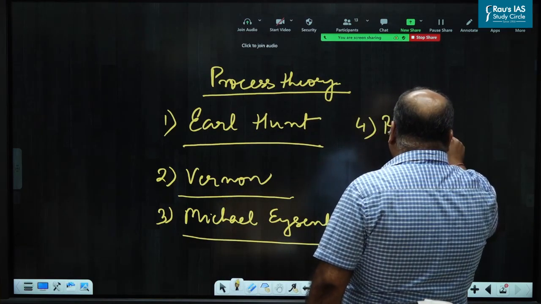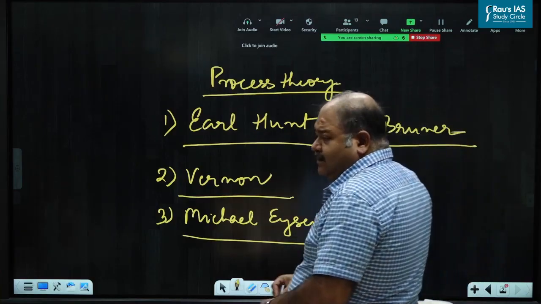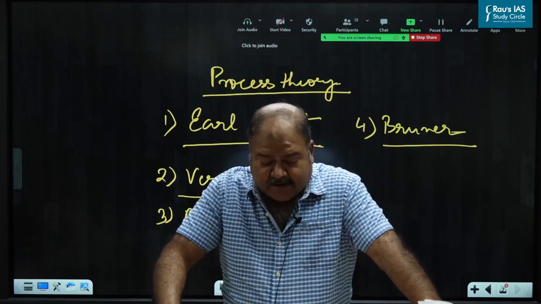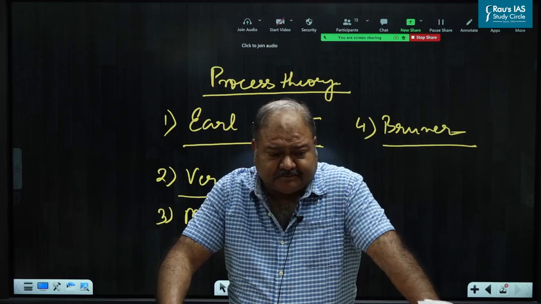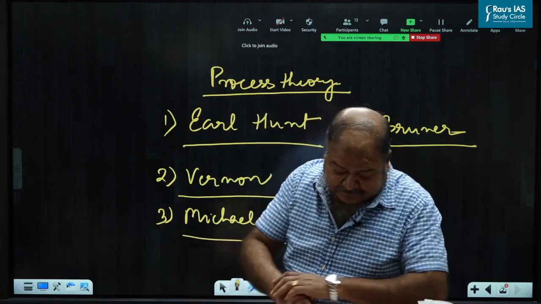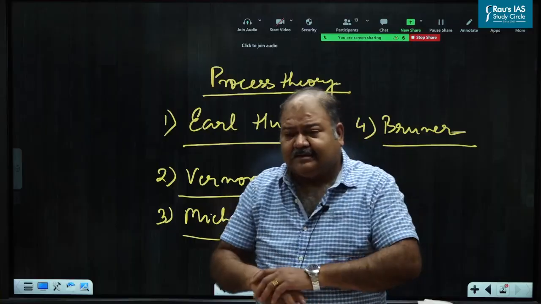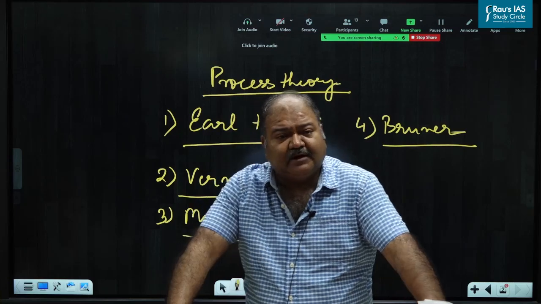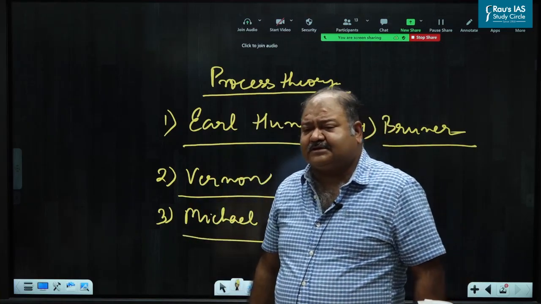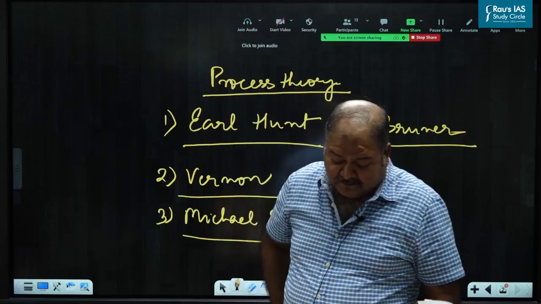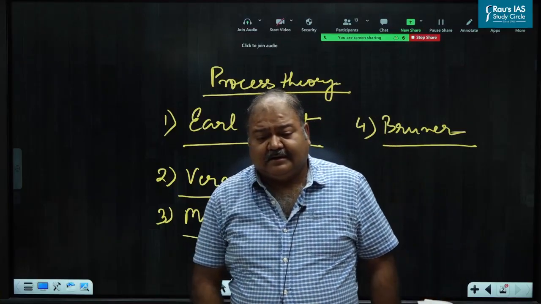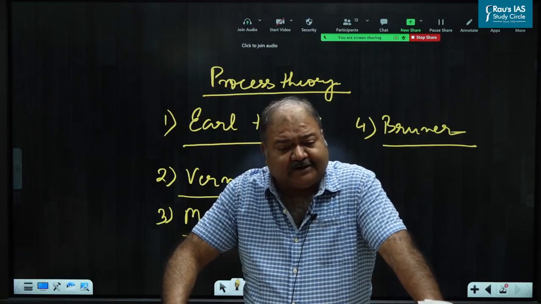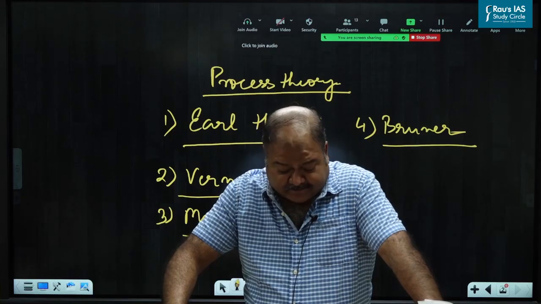Bruner. The next proponent is Bruner. Bruner believed that intellectual capability unfolds with maturation.